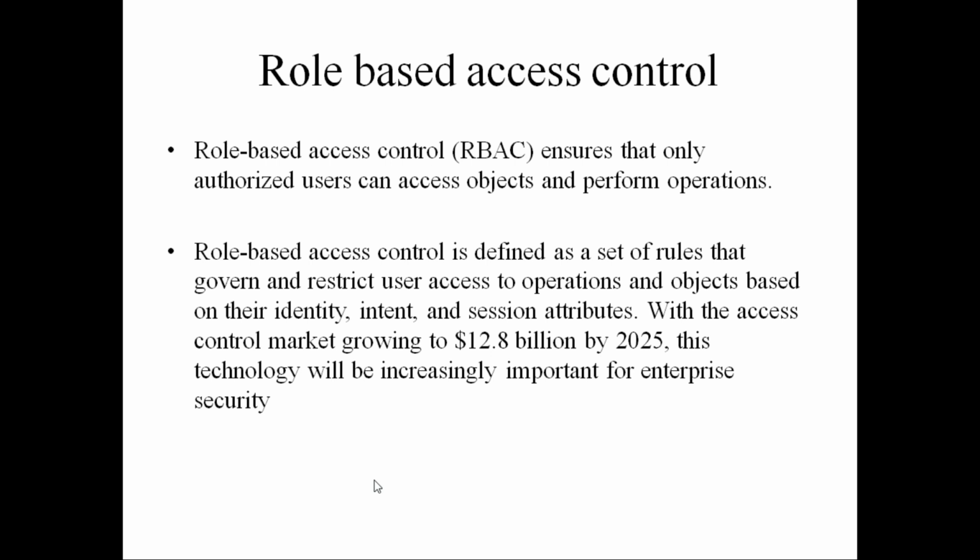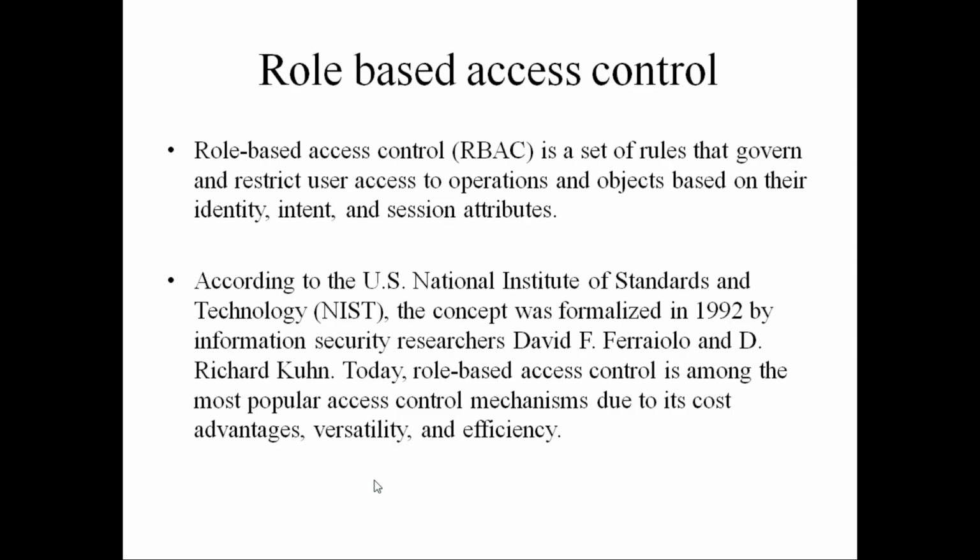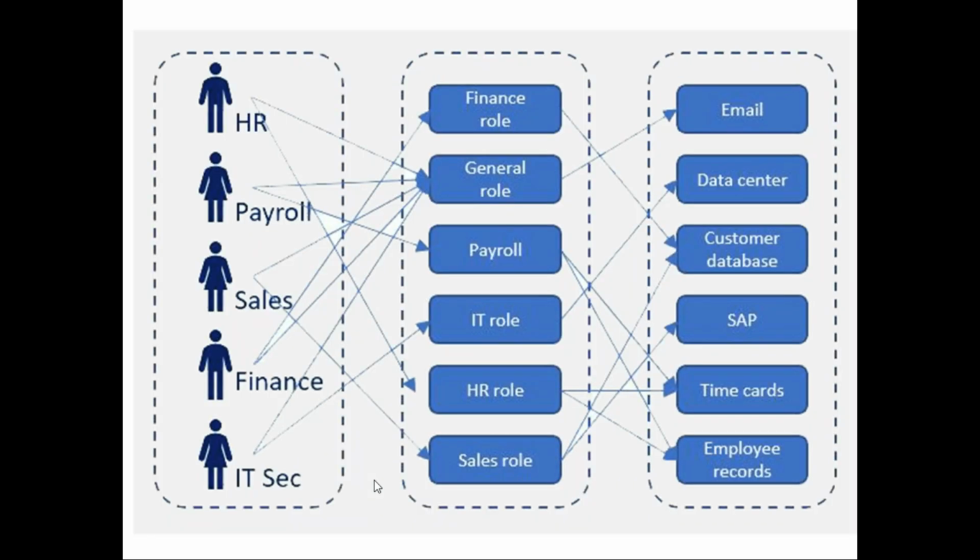In this method, the roles are created, which will be more clear based on the block diagram that we are going to study. See the block diagram here. In the organization, we have different levels and different departments: HR, payroll, sales, finance, and IT sectors. In every department, they have their different roles. In the role based architecture, we are creating the roles for the different departments: finance role, general role, payroll role, IT role, HR role, and sales role.